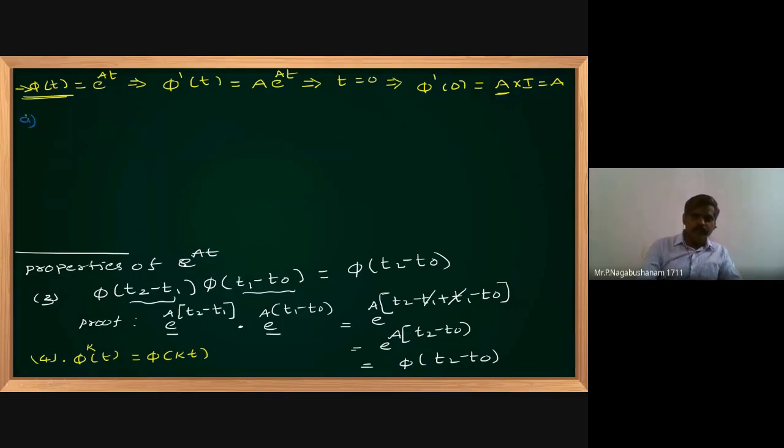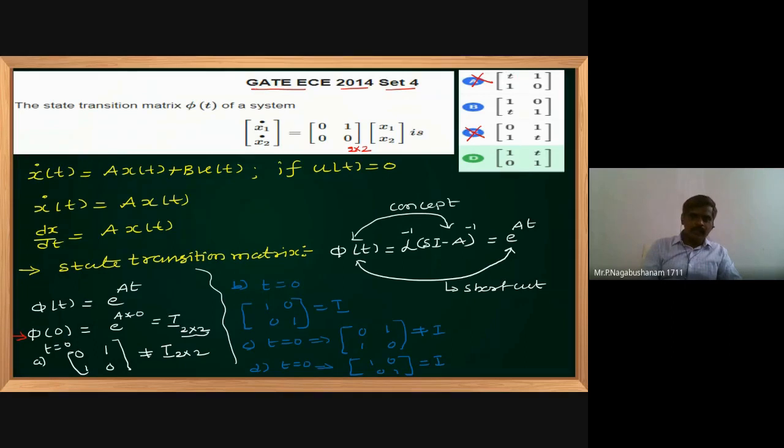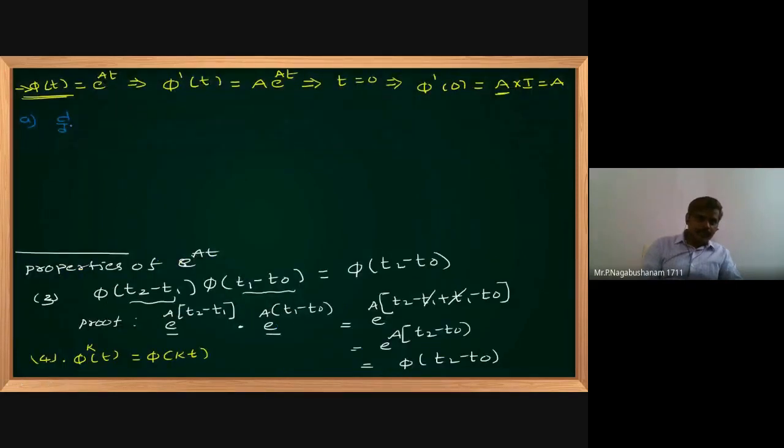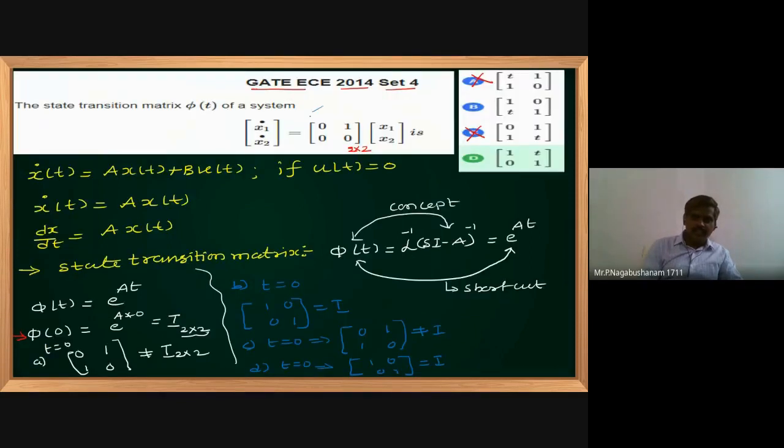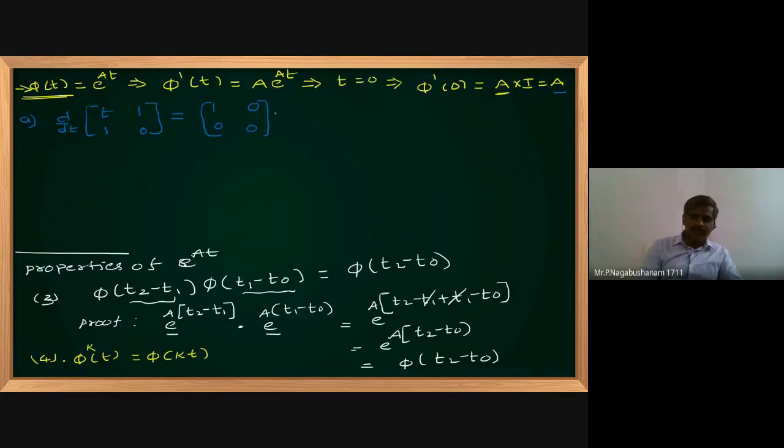For multiple choice A, first you have to take the derivative. The derivative of t is 1, and the derivative of 1 is 0. So d by dt of the matrix with entries 1, 0, t, 1, taking the derivative inside, becomes 1, 0, 0, 0. What am I expecting? I'm expecting the answer to be A. Check the given question: A is 0, 1, 0, 0. It is not A, because after taking the derivative and putting t equal to 0, I am not getting A.